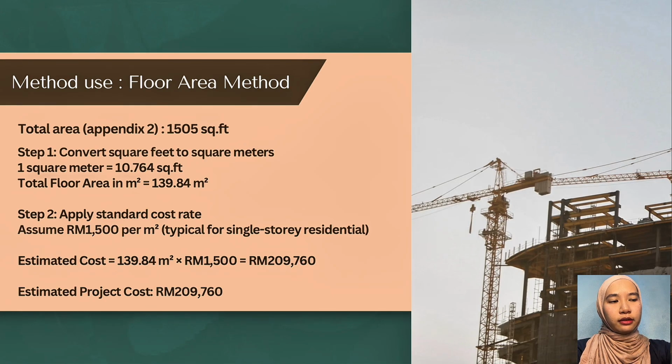And then we apply the standard cost rate. We assume the cost rate is 1,500 per square meter. It is typical for a single-story residential building. So the estimated cost will be 139.84 square meters multiplied by the rate of RM 1,500, and so the estimated project cost will be 209,760 ringgit.